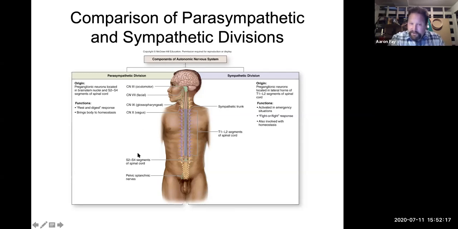What structures or nerves are involved? Well, up here we have 4 major cranial nerves, and down here we have the spinal nerves of S2 through S4. In contrast, over here in the sympathetic division, preganglionic neurons are located in the lateral horns from T1 to L2. So this area in purple is where you're going to find preganglionic neurons associated with the sympathetic division of the autonomic nervous system. These are the guys going to be doing the fight or flight response.